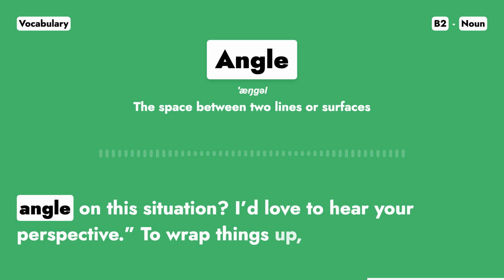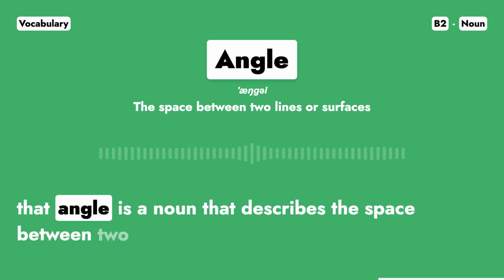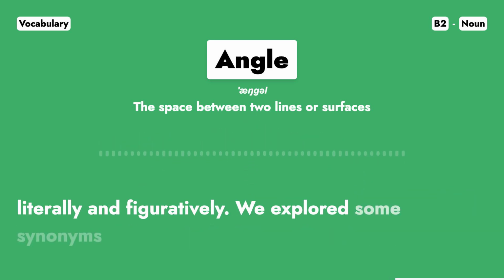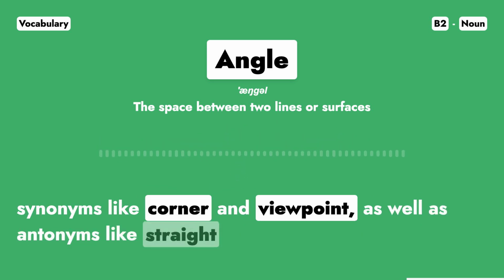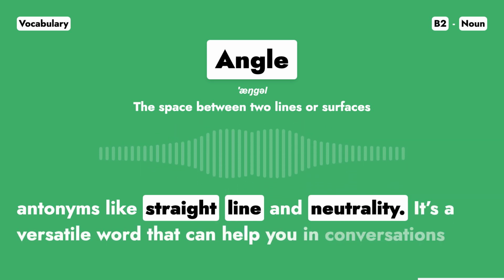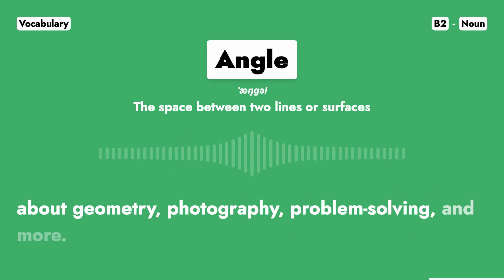To wrap things up, today we learned that angle is a noun that describes the space between two lines or surfaces and is often used both literally and figuratively. We explored some synonyms like corner and viewpoint, as well as antonyms like straight line and neutrality. It's a versatile word that can help you in conversations about geometry, photography, problem solving, and more.